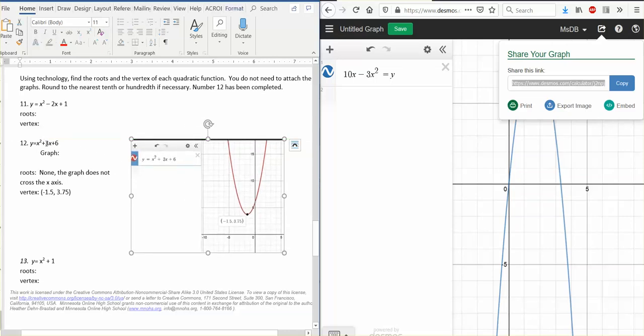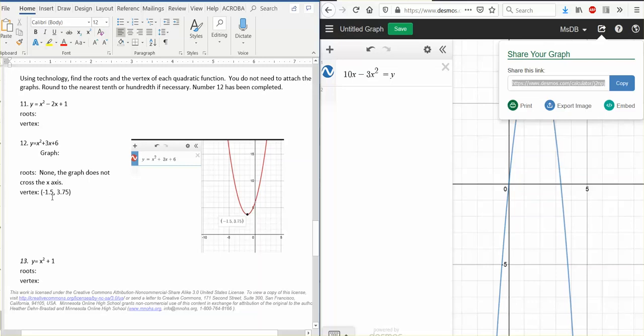So I graphed x squared plus 3x plus 6, and I got this graph right here. Now the roots is where it crosses the x-axis, but it does not cross the x-axis. There are no roots in this problem. Now, most of your problems you will get roots, either one root or two roots, but sometimes you get no roots in a quadratic function. That's something that can happen. So in this one, it never crosses the x-axis, so I would say none for the roots.